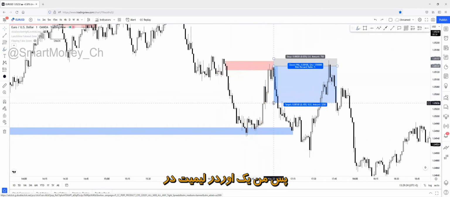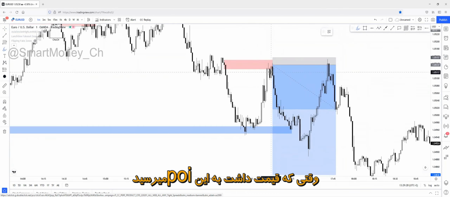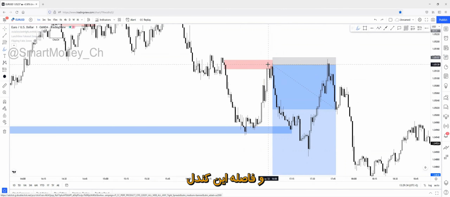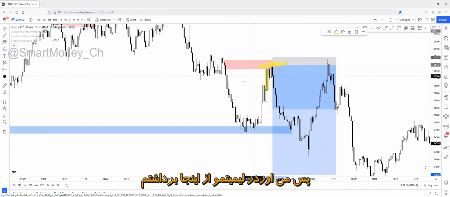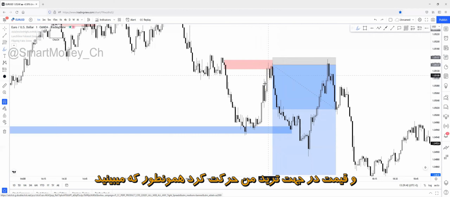So I did set a limit order on this candle, but the session has ended for me. As soon as price reached inside of this POI, I just deleted my order somewhere around here because the session end was really, really close. At this candle, session closing was 5 minutes away. So I did close my position right here. I didn't really open this position and it went directly in my direction.